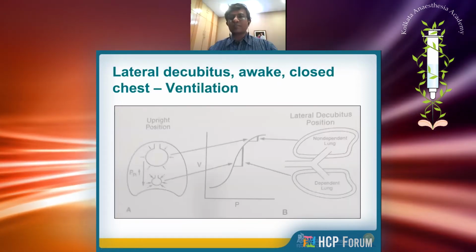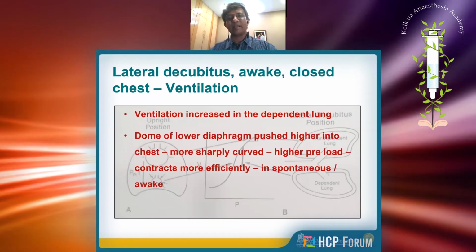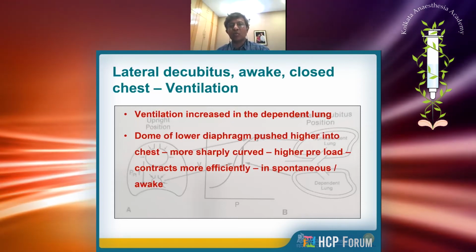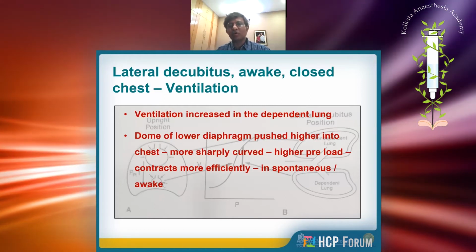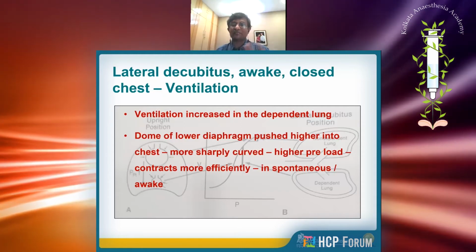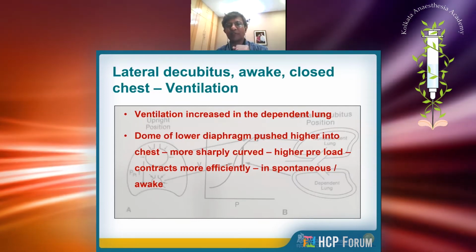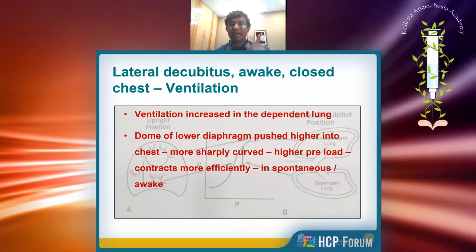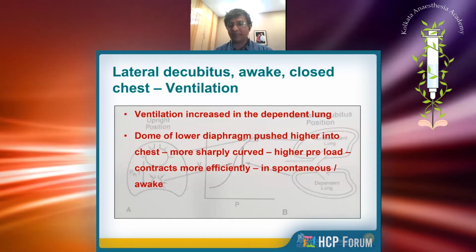So in the awake lateral decubitus, what is happening with ventilation? Ventilation is increased in the dependent lung. One of the mechanisms is that the dome of the lower diaphragm is pushed higher into the chest, so it assumes a more sharply curved appearance. If you look at it from the cardiac analogy, it has a higher preload, or a higher ability to contract more efficiently, as long as, very importantly, the person is awake and spontaneously breathing and you have not played with the tonicity of the diaphragm.